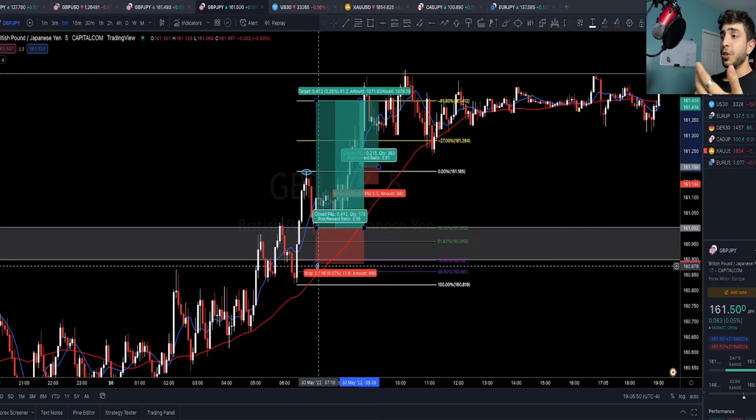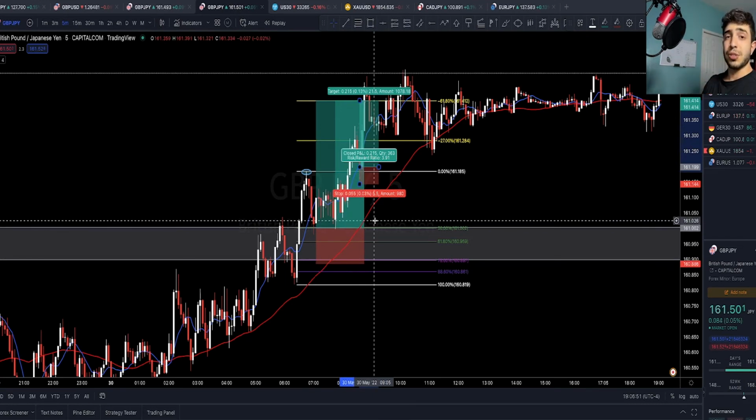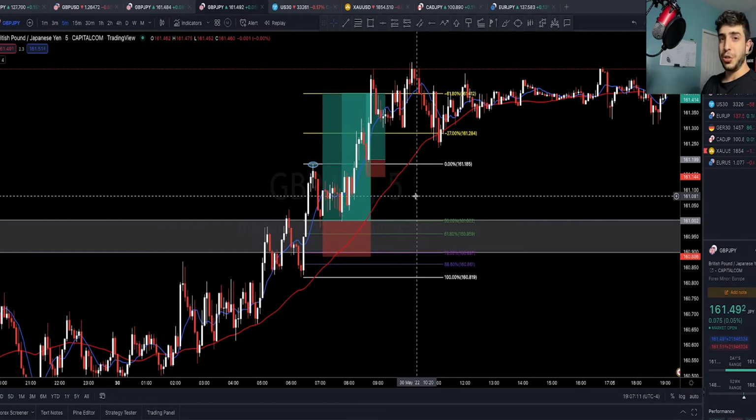Also, you could have moved your stop losses, trailed your stop, multiple different things that could have been handled during this trade to make sure that you squeezed out as much profit as you could. A couple things to consider when you're using the break and retest strategy: you want to make sure that your higher time frames are actually in confluence with this method.